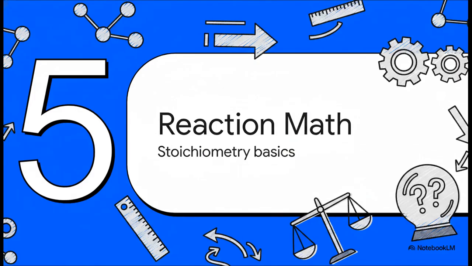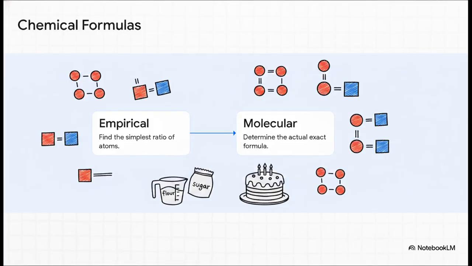Finally, Section 5, the math of reactions. So how does a chemist actually figure out the formula for a brand new compound? It's a super logical step-by-step process. Step 1 is finding the empirical formula. This tells us the simplest, most basic ratio of the atoms present based on their mass.